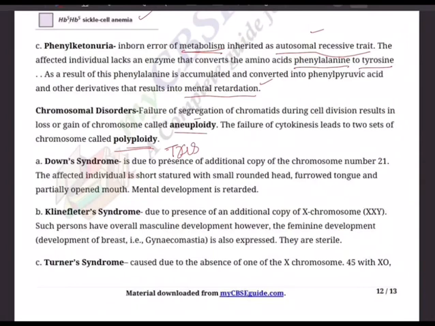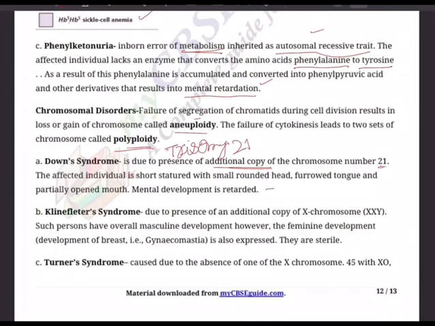Write down: trisomy of the 21st chromosome. That means for the 21st numbered chromosome, instead of 2, 3 will be there. That's why trisomy. It is due to the presence of an additional copy of chromosome number 21. The affected individual is short-statured with a small round head, furrowed tongue, and partially opened mouth. Mental development is retarded. This is Down's syndrome.